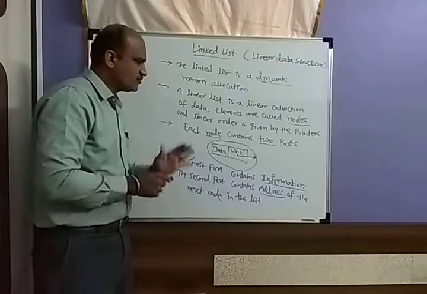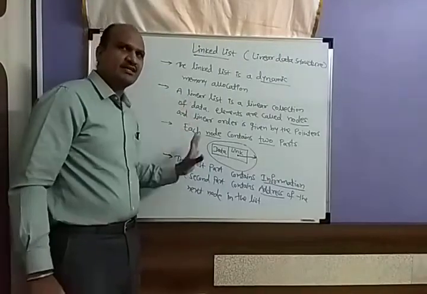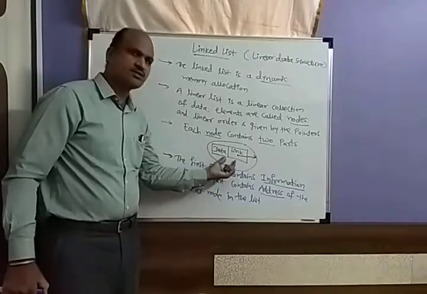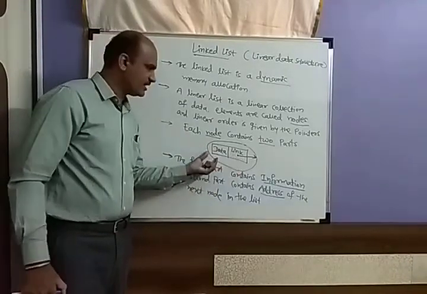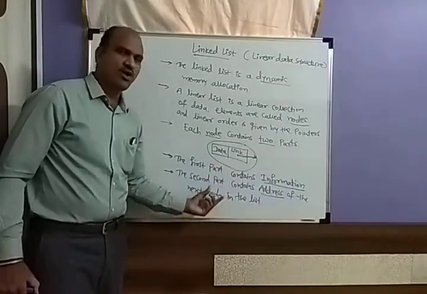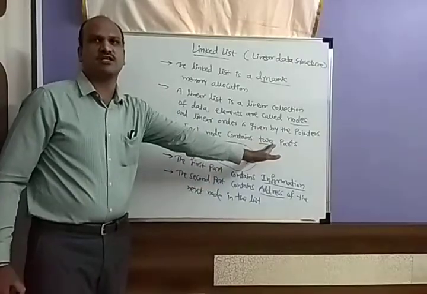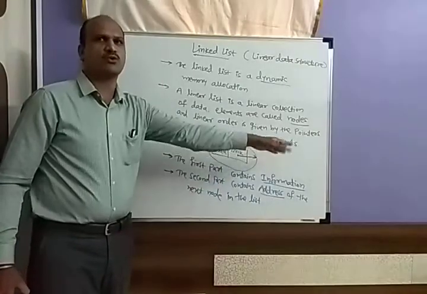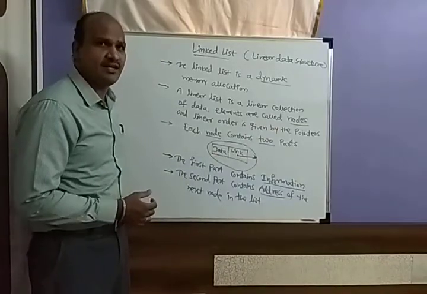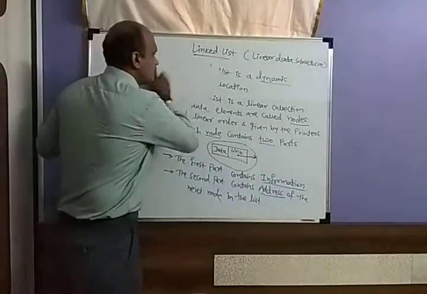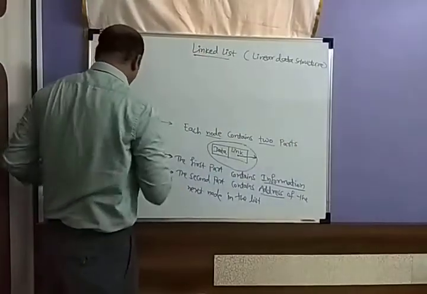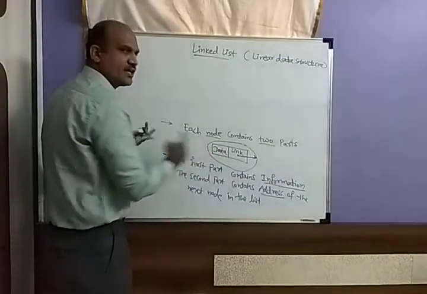So this is very important. The linked list contains nodes. A node contains two parts, data and link. Data means information, and link means the address of the next node which is connected. We connect a number of nodes in the linked list. We can show it like this, with data and link.